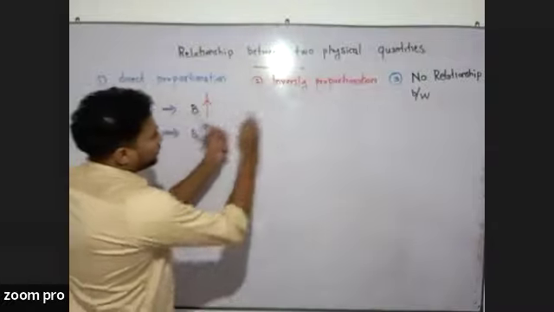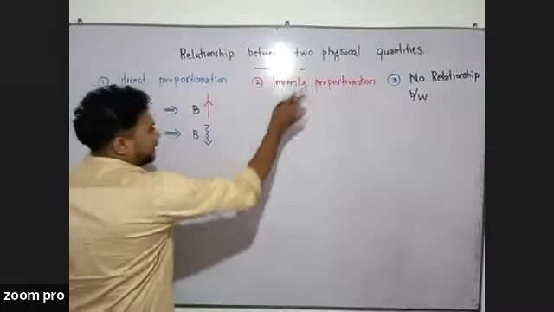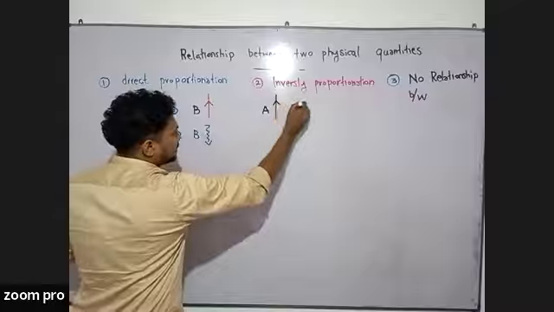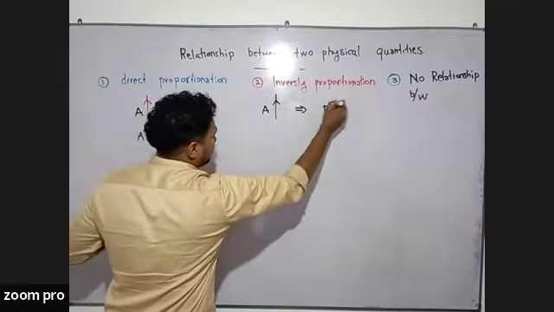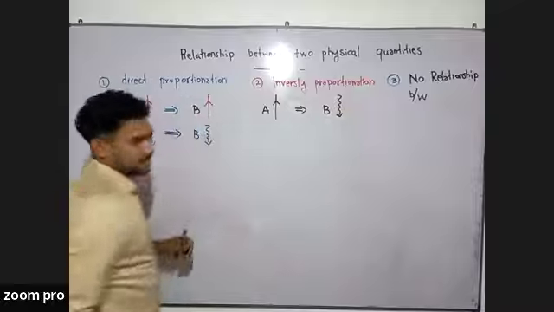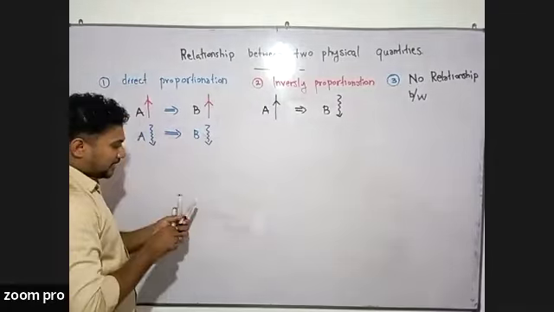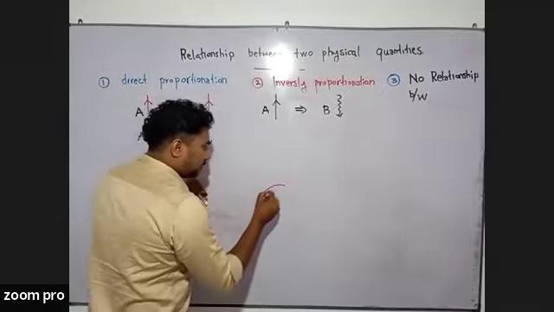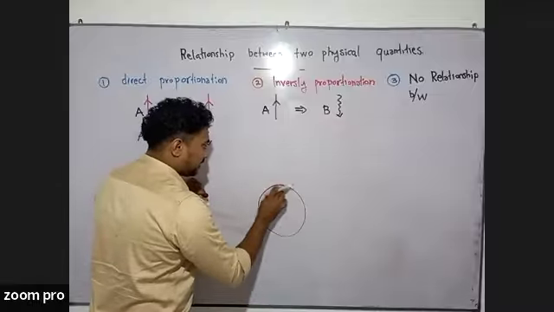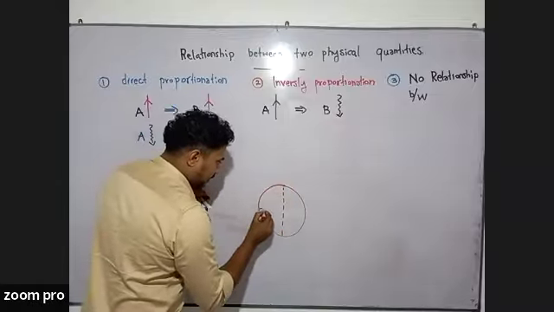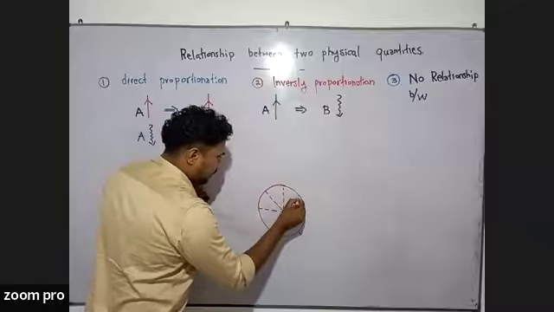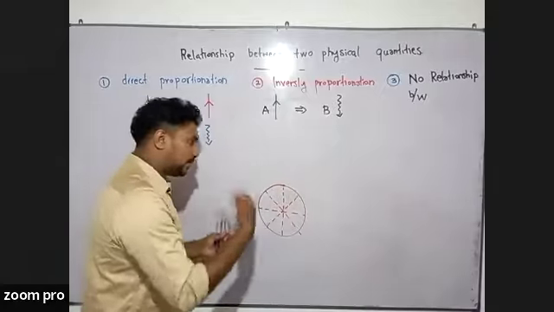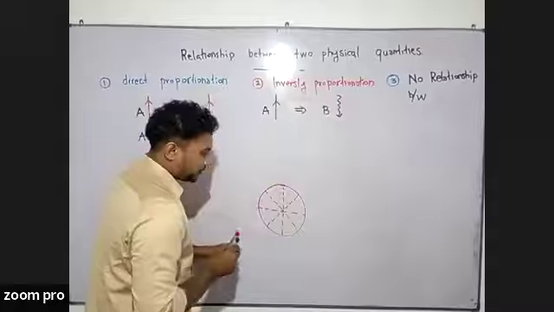Right. So when we come to inverse proportionation, inverse proportionation means when one of the physical quantities is getting increased, what happens to B? It is getting decreased, right? So let's take an example. Let's assume that one of your parents, your father or mother, has brought a pizza for you, right?